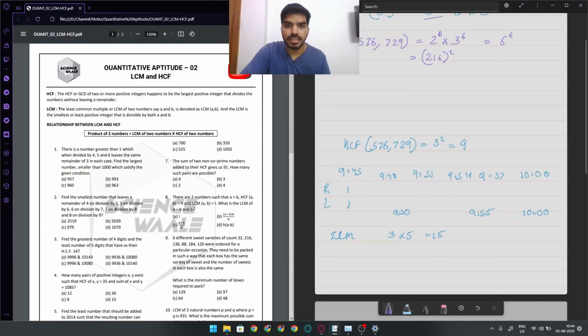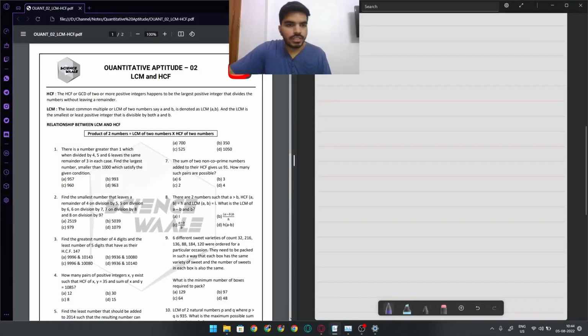Now, let's get ahead with the questions. For the first question, there is a number greater than 1 which, when divided by 4, 5, 6, leaves a remainder of 3 in each case. Find the largest number smaller than 1000 which satisfies the given condition.